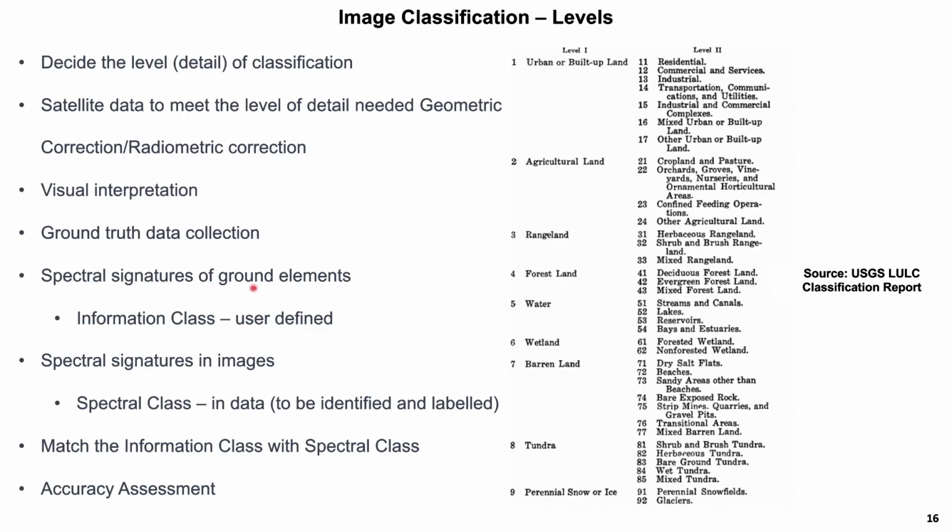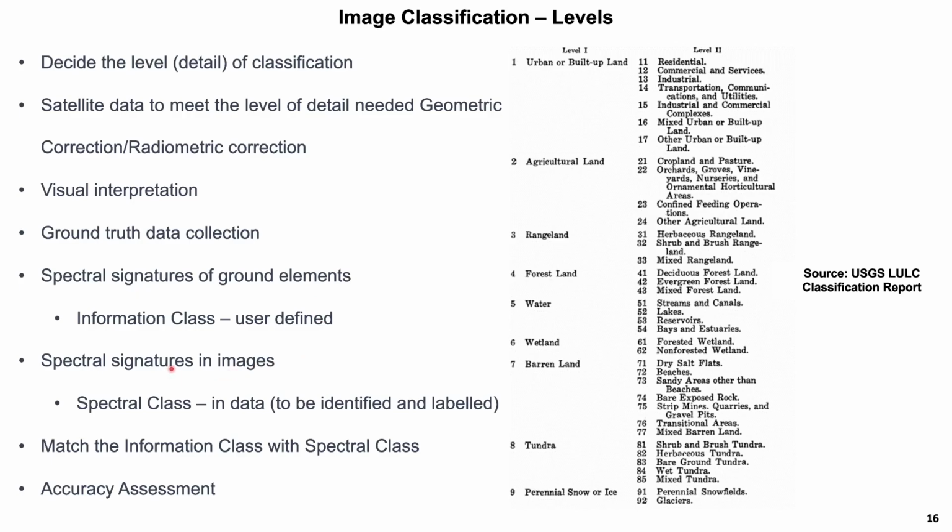Then the spectral signature of the ground elements. By using an in situ spectroradiometer, we need to collect the reflectance from the site. And we will assign a class for that. So if you go to an agricultural field, you take the spectral signature from the agricultural area, and then you assign the values as agriculture. Similarly, for different classes, you will do that.